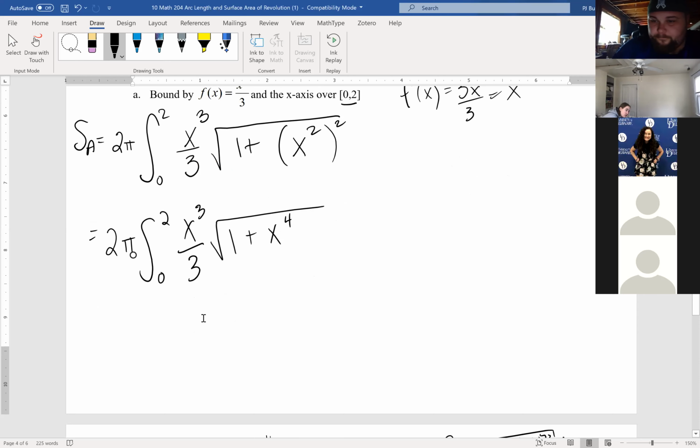Or would you be able to use one of the x squares to cancel out the radical then, or no? Did you say to cancel the radical? Yes. Does that not apply? The only reason you cannot do that is because you have this plus here. Okay. If it was this instead, you could.